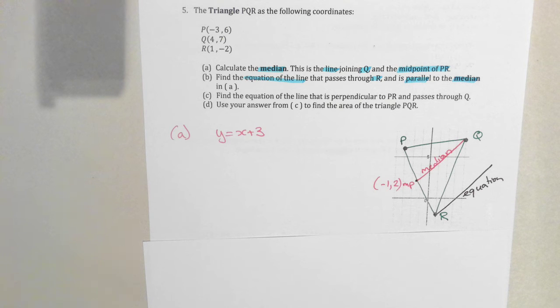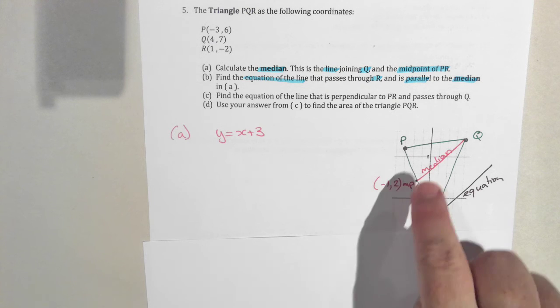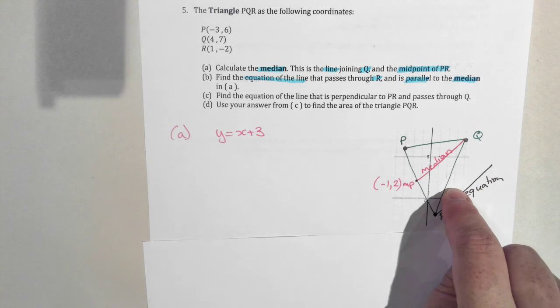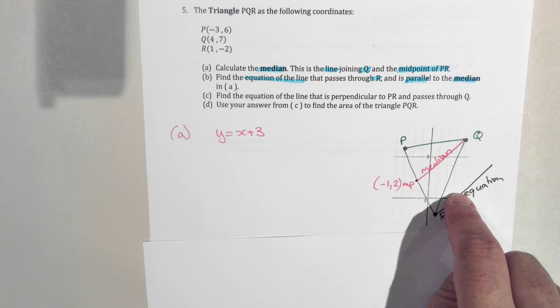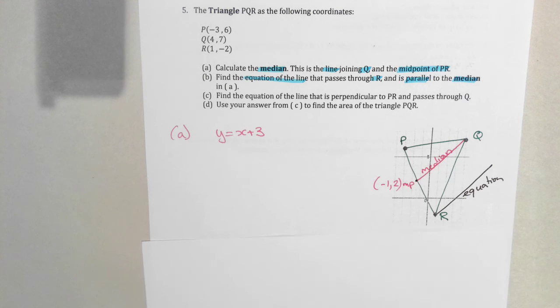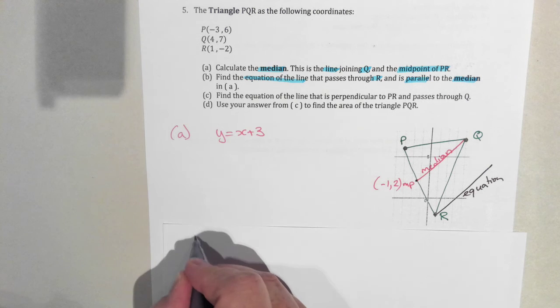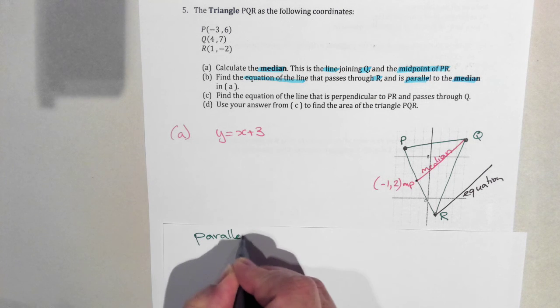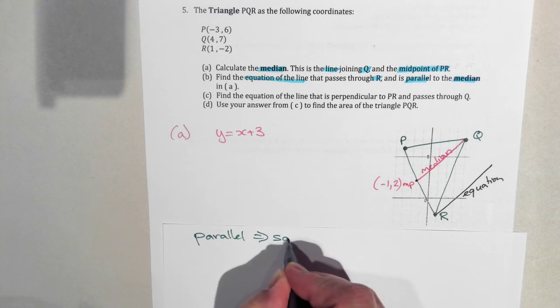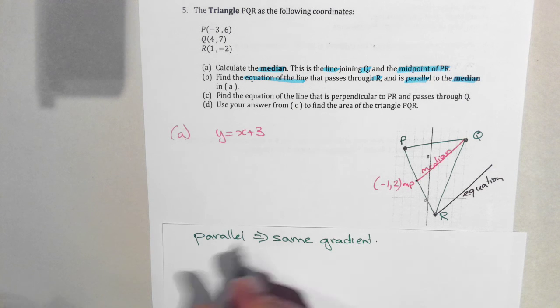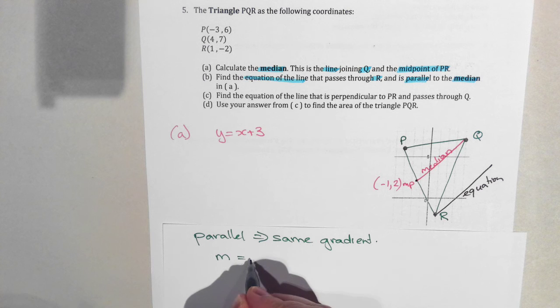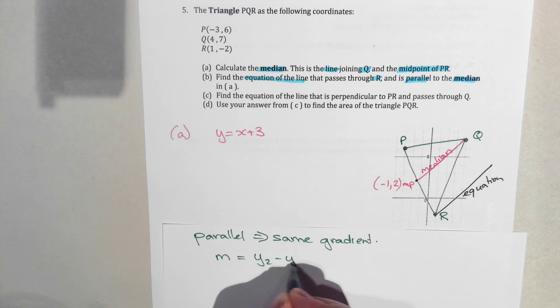So let's think about what we are going to do. Well, if something's parallel, let's think about what parallel means. Parallel means that it must have the same gradient. Okay, so that's what I'm going to start with. Parallel means same gradient. Okay, I've got a formula for gradient. Gradient is equal to y2 take away y1 over x2 take away x1.